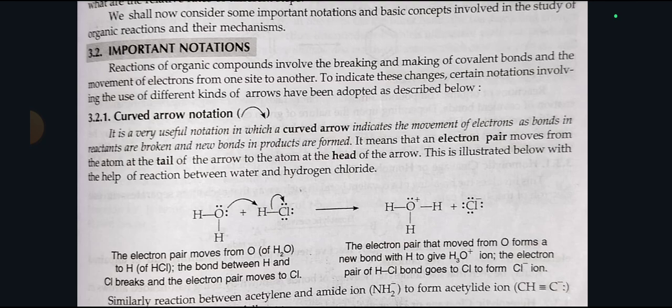3.2 Important notions. Reactions of organic compounds involve the breaking and making of covalent bonds and the movement of electrons from one site to another. To indicate these changes, certain notions involving the use of different kinds of arrows have been adopted, as described below.